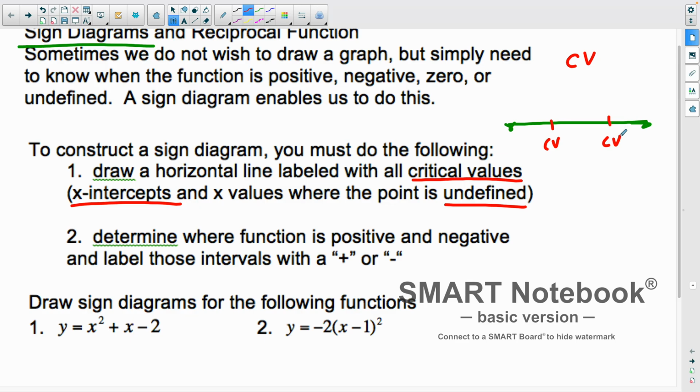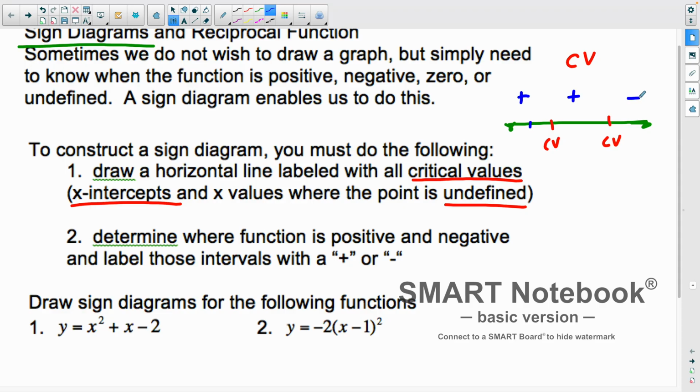Then we're going to test around those critical values, so we'll pick numbers in between. We did a little bit of this last year. We'll pick a number here and test it. Say it's positive. Pick a number there, it's positive. Pick a number there, it's negative. This is the reason it's called a sign chart, because we're putting positive and negative signs on the chart. It's very inventive, very creative.